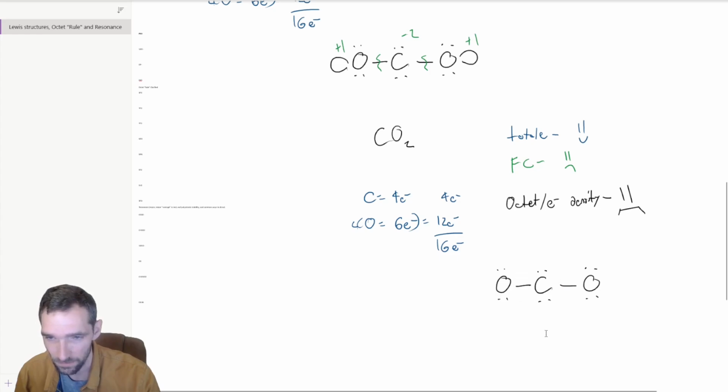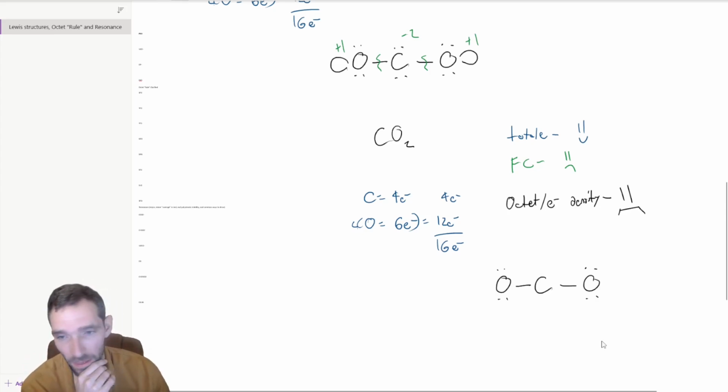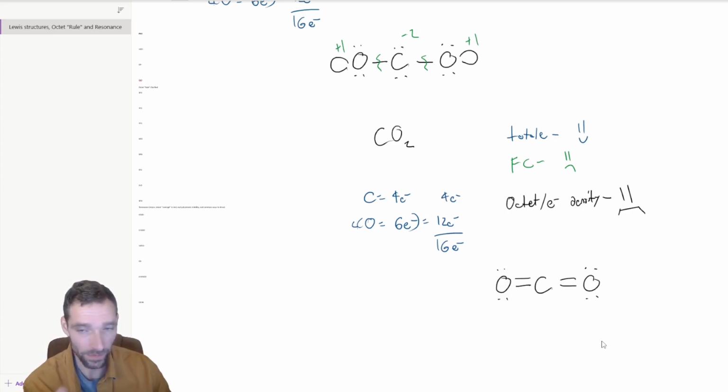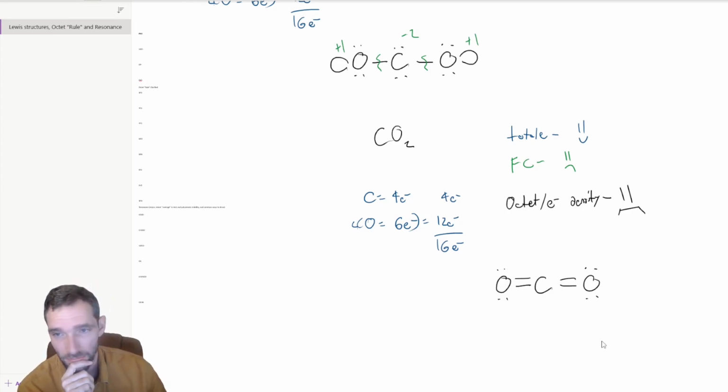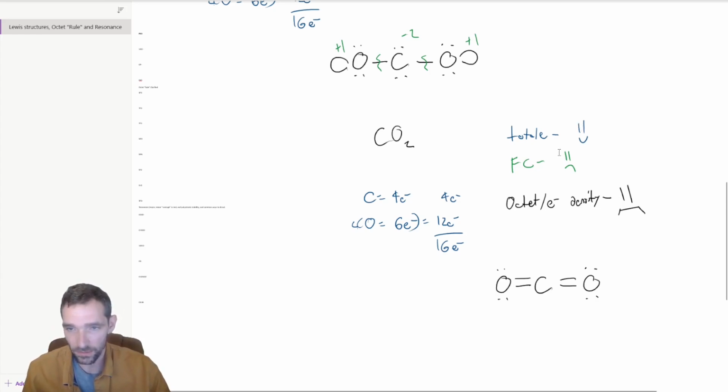It's like, well, we moved too much charge to the carbon. What if we try and have these things share some more? What if we have a double bond there and there? And if we do that, then we actually have the correct number of total electrons because we've got 4, another 4, so that's 8, another 4, 12, another 4, 16. So it's good on the total number of electrons.